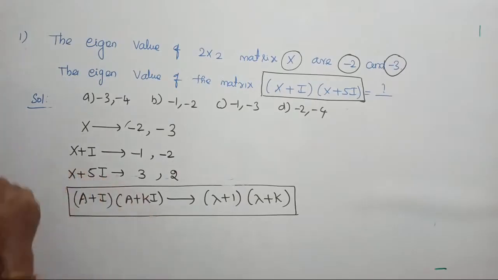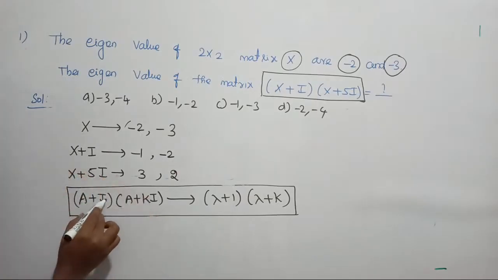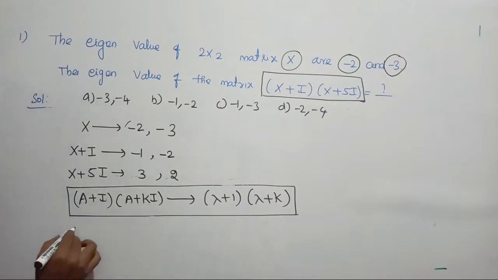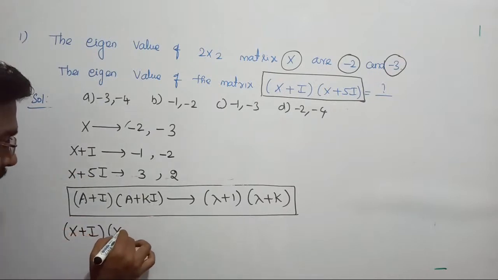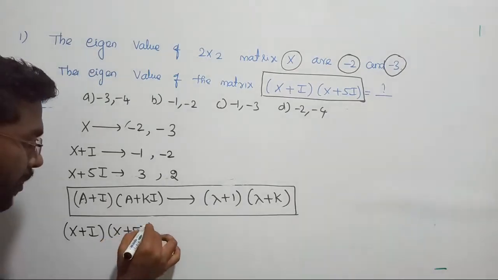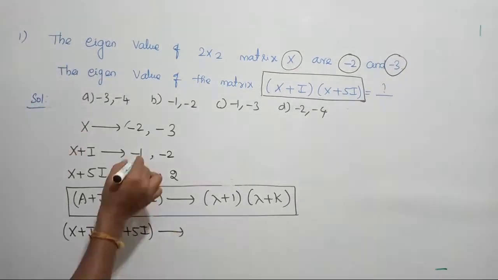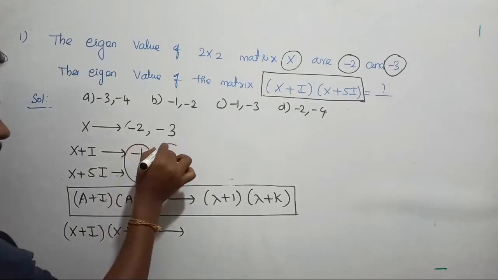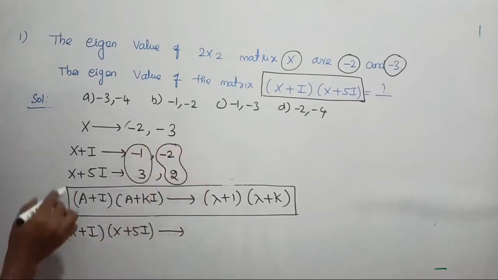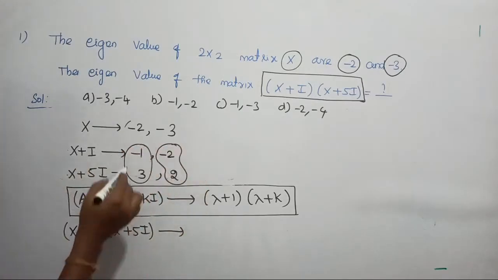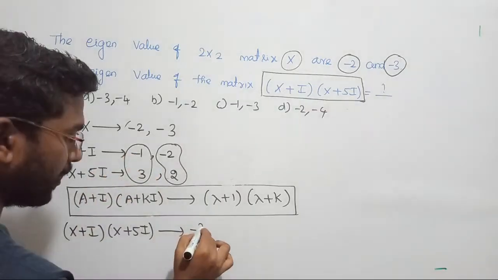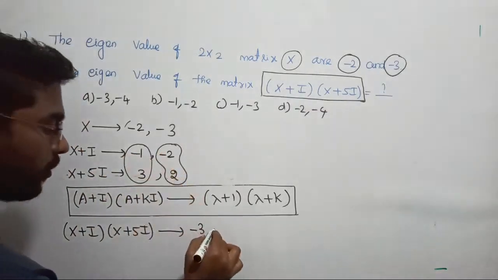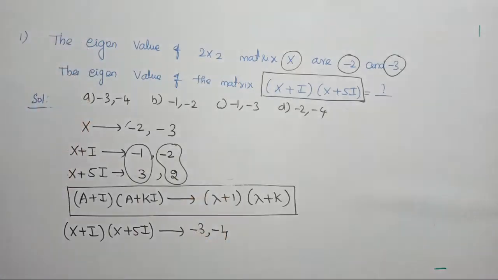So the conclusion is, anyway, now we have to multiply A plus I into A plus kI. That means we have to multiply X plus I into X plus 5 times I. In order to bring the answer for this one, we have to multiply these two. Do you agree with me? Because X plus I into X plus 5I. So minus 1 into 3 will become minus 3, comma minus 2 into 2 will become minus 4. So minus 3 comma minus 4 is the correct answer.